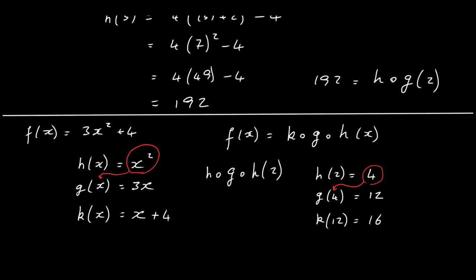If you take our original input here, our original input was 2. If you put 2 in here, we get f of 2 is equal to 3 times 2 squared plus 4. 2 2s are 4, 3 4s are 12, 12 plus 4 will give us 16. We got the same answer by doing it in steps or by putting it into our original function. And that's it, really. That's it for this particular video.